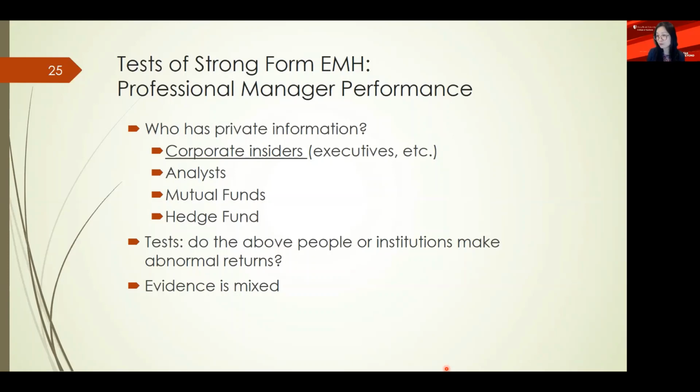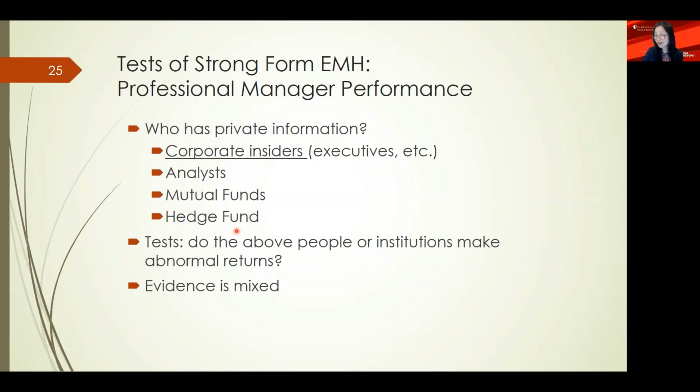So who has private information? Of course, insiders, right? Executives, employees, whoever works in the company who have access to insider information. And also analysts, right? Analysts do a lot of research, talk to the CEOs, talk to the company, do a lot of surveys, do a lot of investigation. So they may have private information. And also professional managers like mutual funds and hedge funds who do a lot of research and come up with information that other people don't have, right? So can they make abnormal profits using their information?